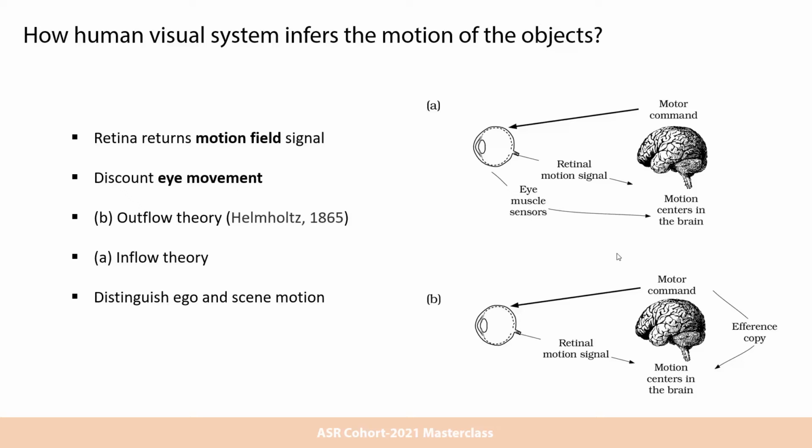For this class, we don't have to know which theory is better or correct. But my purpose in showing this slide is to let you keep this idea in mind: the ego motion and the motion of the objects in the scene are totally different things, and the motion field output by our retina can be impacted by the relative motion between our eyes and the scene.